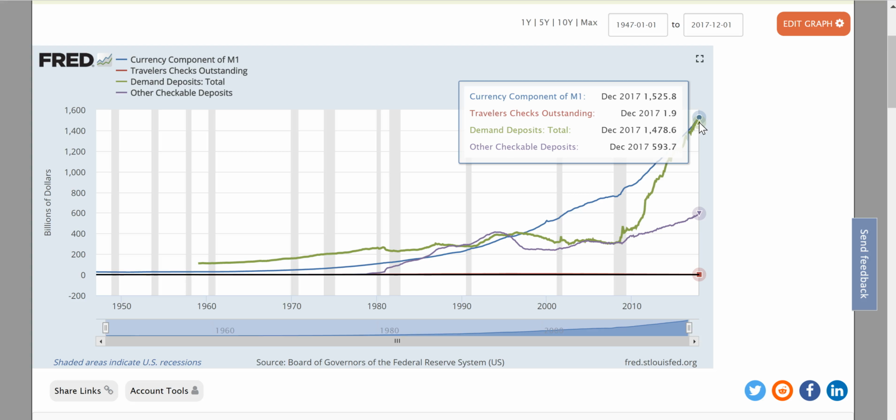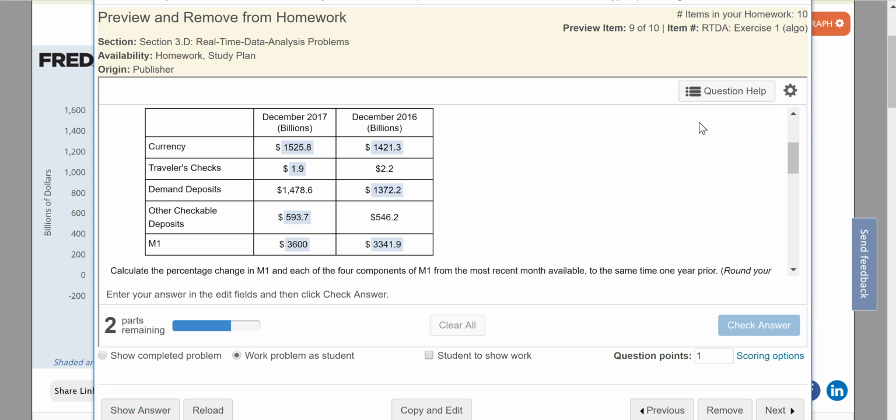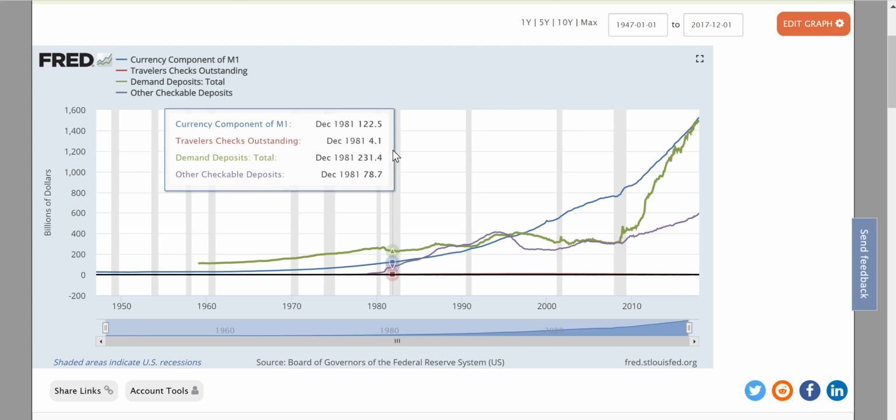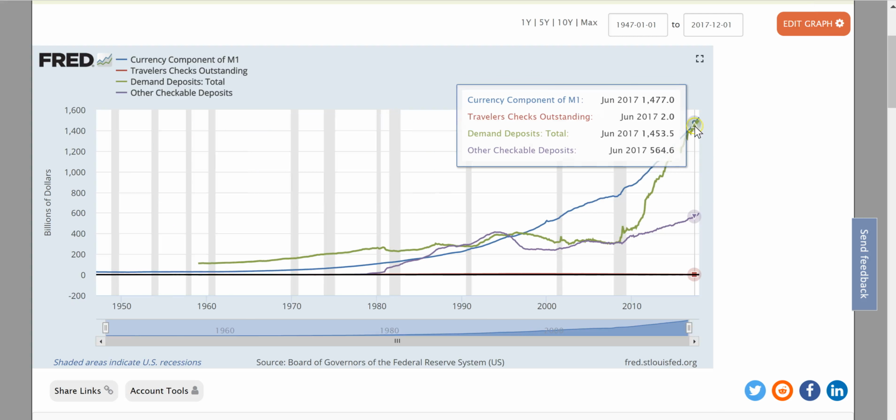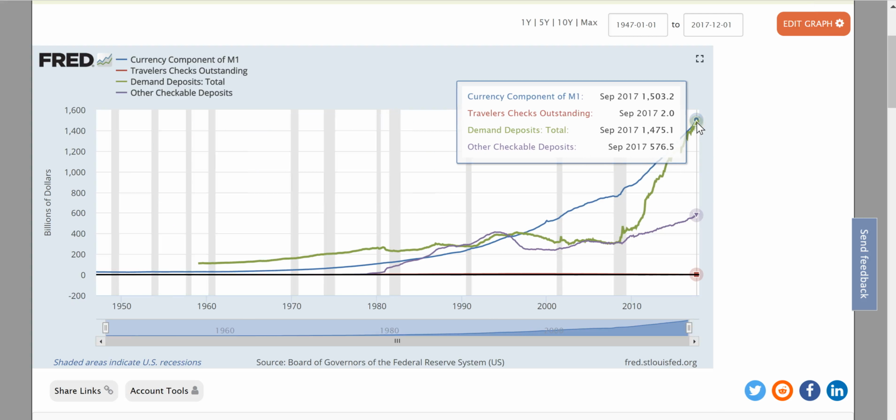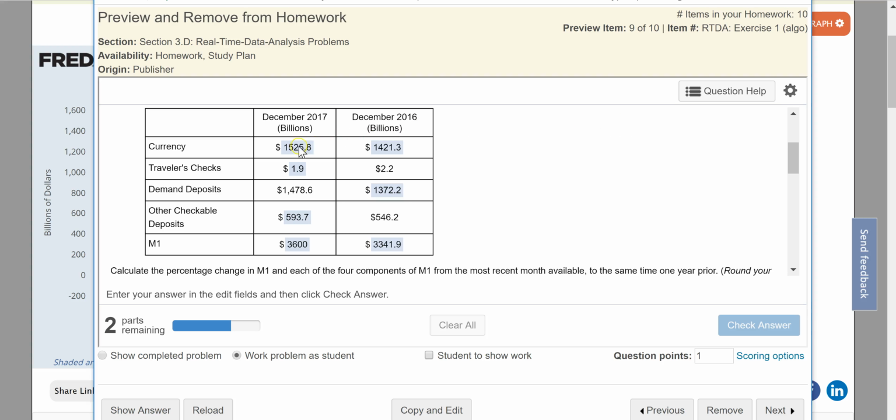But you have to be careful about the units. It just happens here the units are all in billions of dollars, either on the chart or on this table in the question. So you can just directly copy the numbers from the chart. Otherwise, you may have to convert the numbers on the chart into the units shown in the question, like what we did in one of the earlier questions.